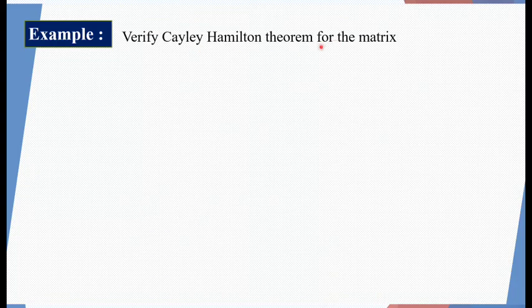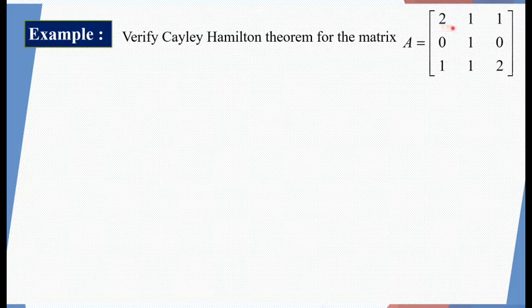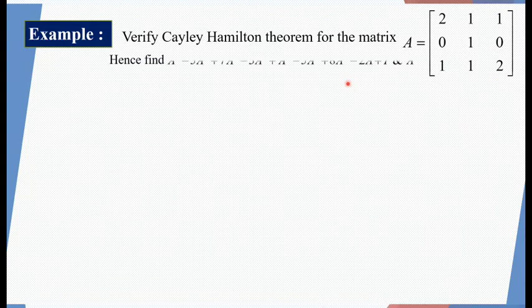So verify Cayley-Hamilton theorem for the matrix A equals to 2, 1, 1, 0, 1, 0 and 1, 1, 2, and hence find A raised to power 8 minus 5A raised to power 7 plus 7A raised to power 6 minus 3A raised to power 5 plus A raised to power 4 minus 5A cube plus 8A square minus 2A plus I, and A inverse.